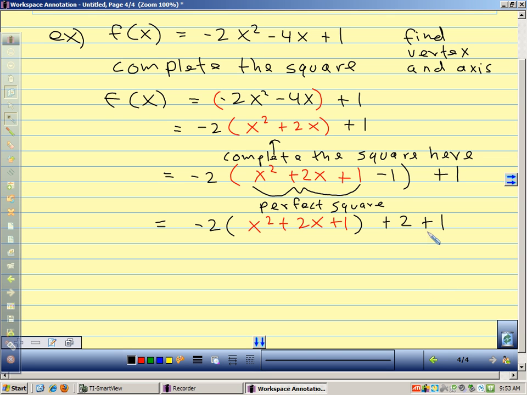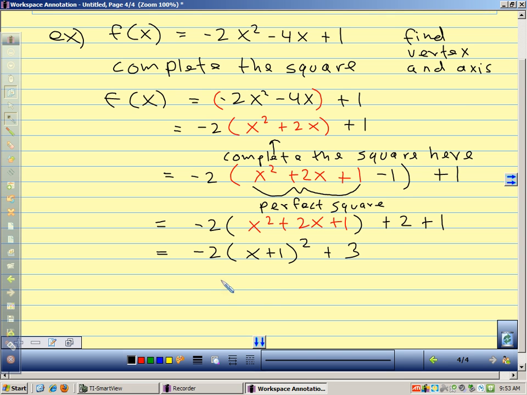Did you have a question, Cedric? That was my answer. Okay. So I'm distributing the negative 2 and taking that part outside the parentheses because I don't need that to complete the square. Now I can rewrite this as a perfect square. Negative 2 times x squared plus 2x plus 1 is x plus 1 squared. And 2 plus 1 is 3. So now I have my quadratic function in vertex form.